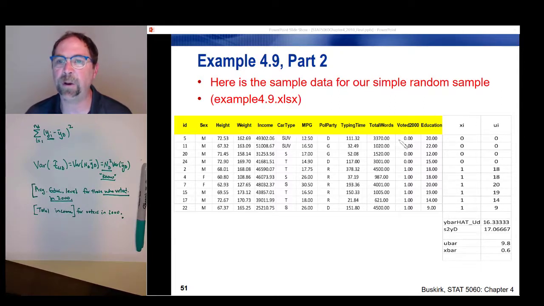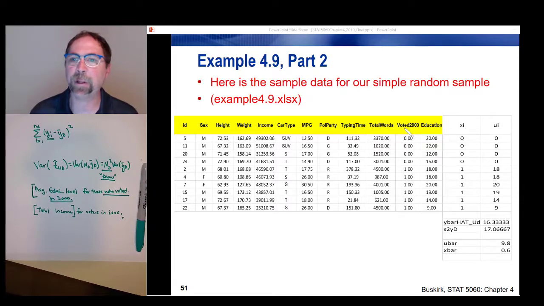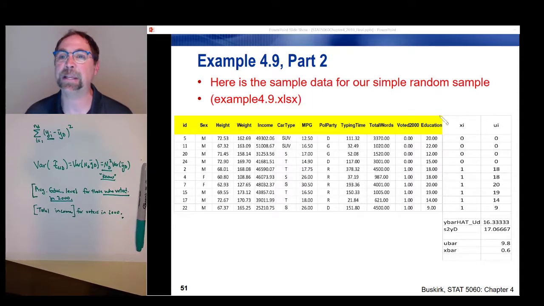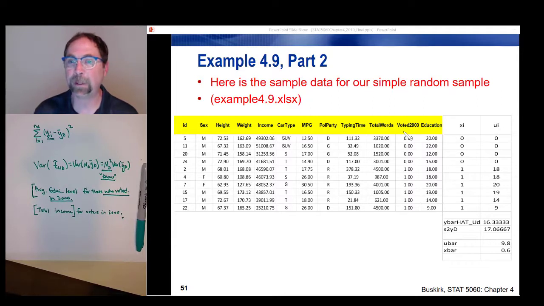So that means if you didn't vote in the 2000 election, you're going to be a 0. If you did vote in the 2000 election, you're going to be a 1. Because the voted variable is already a 0, 1 variable, and because my domain of interest completely aligns with this variable, effectively my xi variable is simply the voted 2000 variable. There's no illusion here that these are the same.